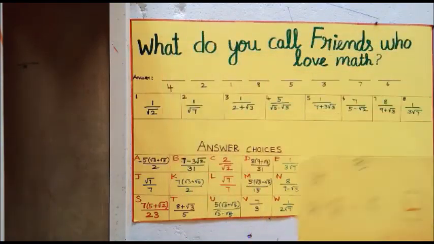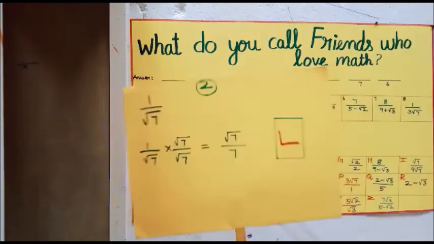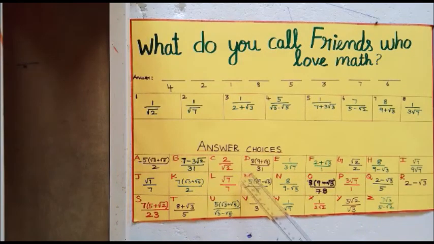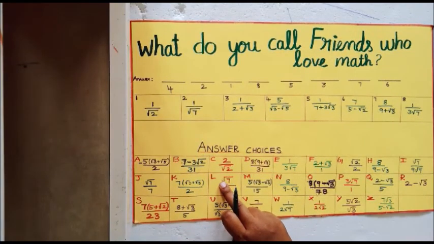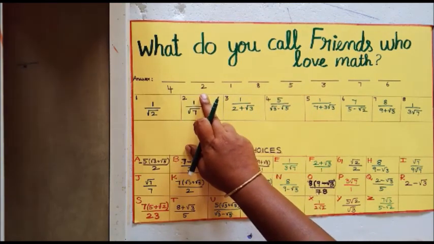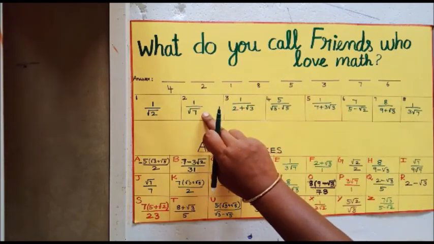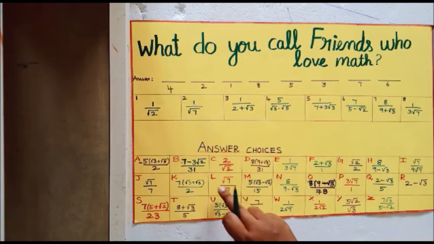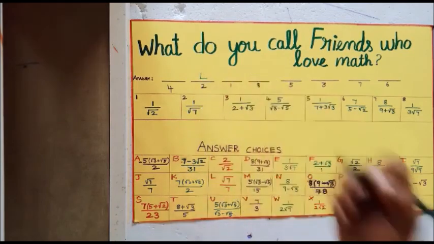In this alphabet, you have to search for the answer. Where is root 7 by 7? Root 7 by 7 is here in the alphabet L. So the answer for the second question is in the alphabet L. No need to write the answer. Just identify the alphabet and fill in that column. The second question is here. On the number basis, in this order you have to fill the answer. So I chose the second question, got root 7 by 7, which is in the alphabet L, so in the second place you fill the letter L.